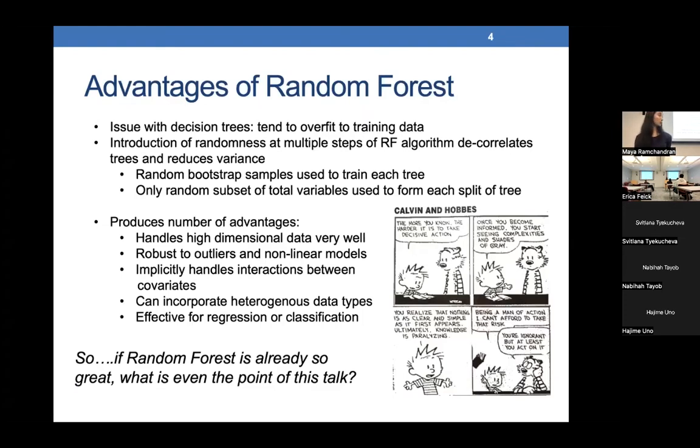So the first way in which randomness is introduced is by the fact that each tree is trained on a random bootstrap sample of the training data. And so each tree is seeing a slightly different distribution of the training data. Secondly, when each tree is trained, at each split, forming branches, only a random subset of the total variables are even available to form a split. And so that is another way for each tree to now see a different distribution of the covariates within the full training set.